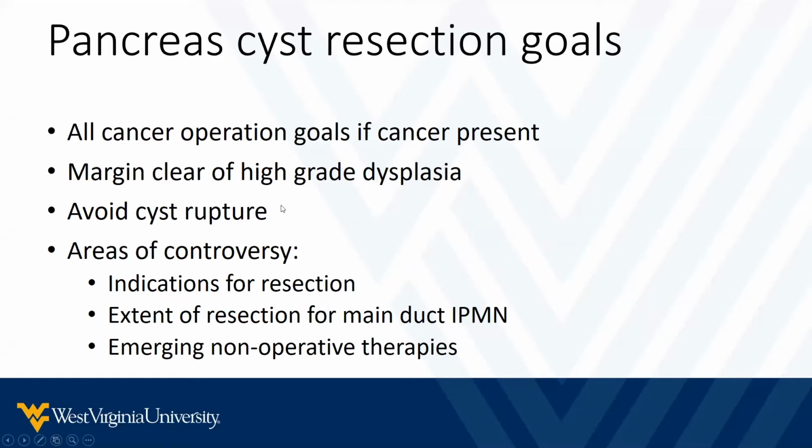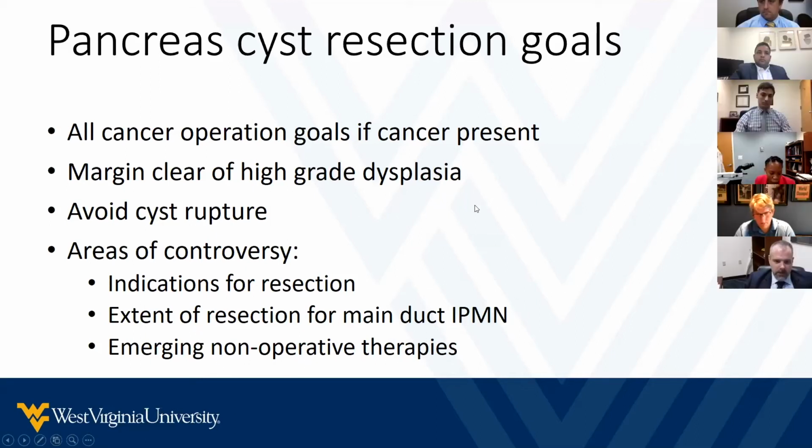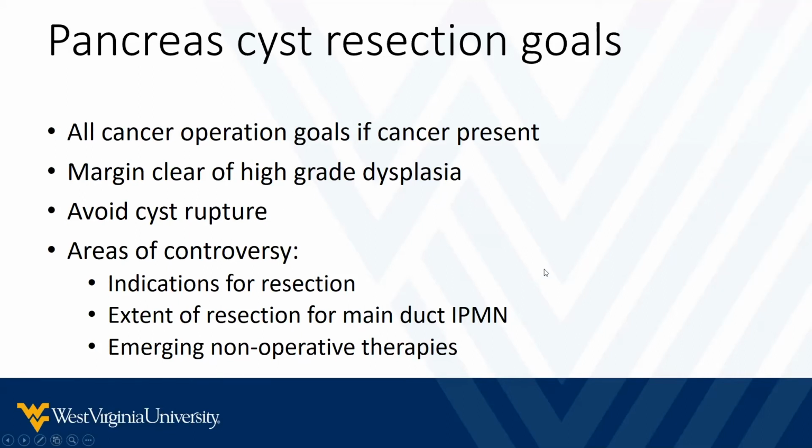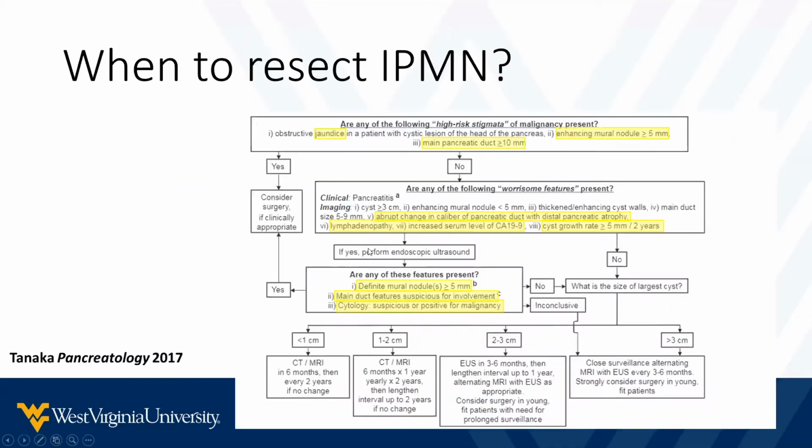We do not want to rupture the cyst, just like we would not want to violate the capsule of a tumor. Areas of controversy, as others have mentioned, continue to be what our exact indications for resection are, what the extent of resection is for main duct IPMN, and there are some emerging non-operative therapies for cystic lesions. I'm not sure we're discussing that, but it may be another interesting topic for a subsequent gut club, as my advanced endoscopy colleagues have some really exciting things on the horizon.